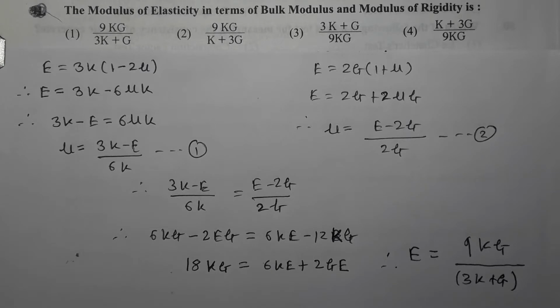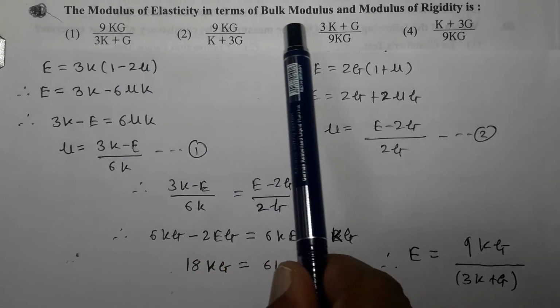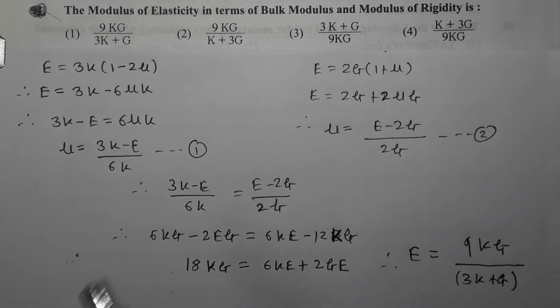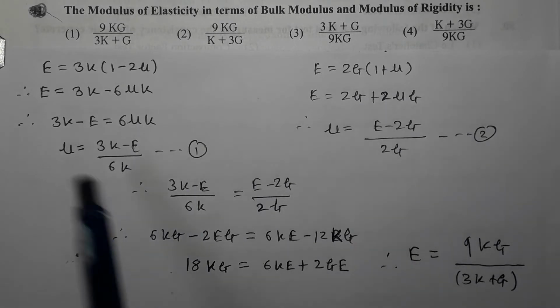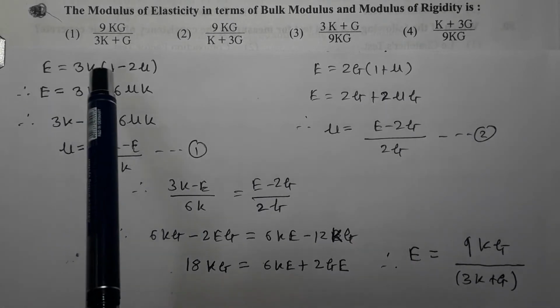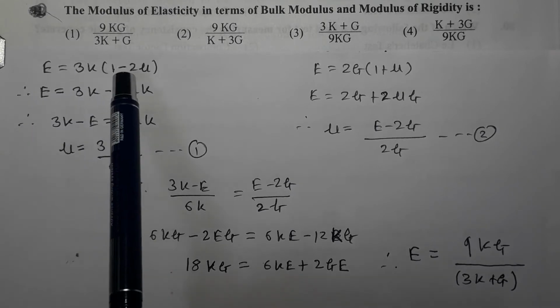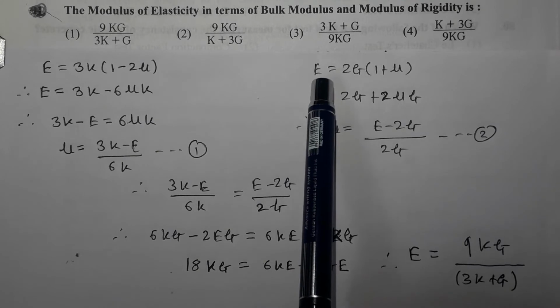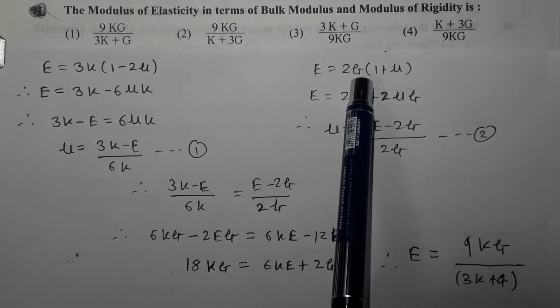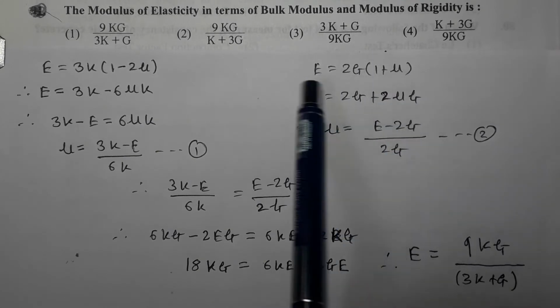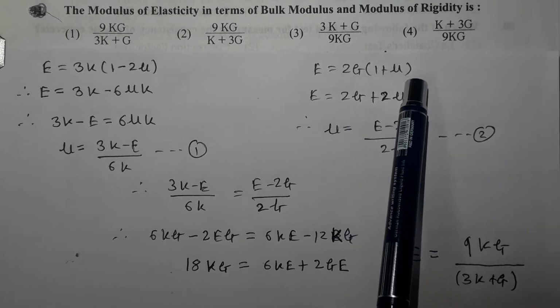Next question. The modulus of elasticity in terms of bulk modulus and modulus of rigidity is. Now we know the relation between Young's modulus and bulk modulus. It is given as E is equal to 3K(1 minus 2 mu). We also know the relation between Young's modulus and modulus of rigidity. It is given as E is equal to 2G(1 plus mu).